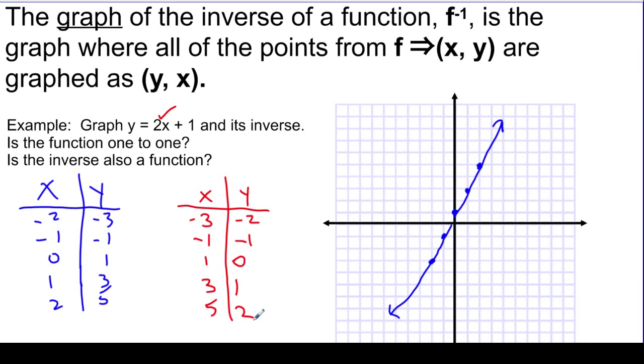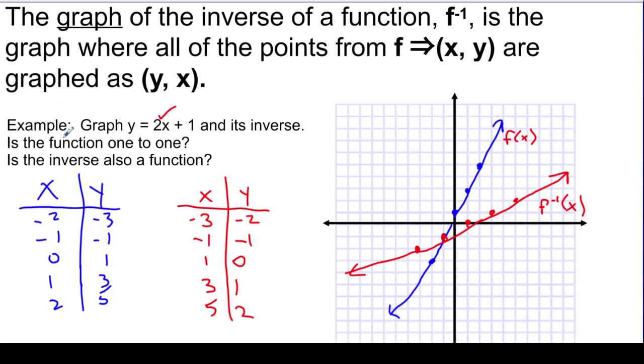So let's take a look at the graph of this one. This is going to be -3, -2. -1, -1 is actually the same. 1, 0. 3 up to 1, and 5 up to 2. Here's my new graph. This graph right here represents the inverse. So I could say this is f of x, and this is f inverse of x.